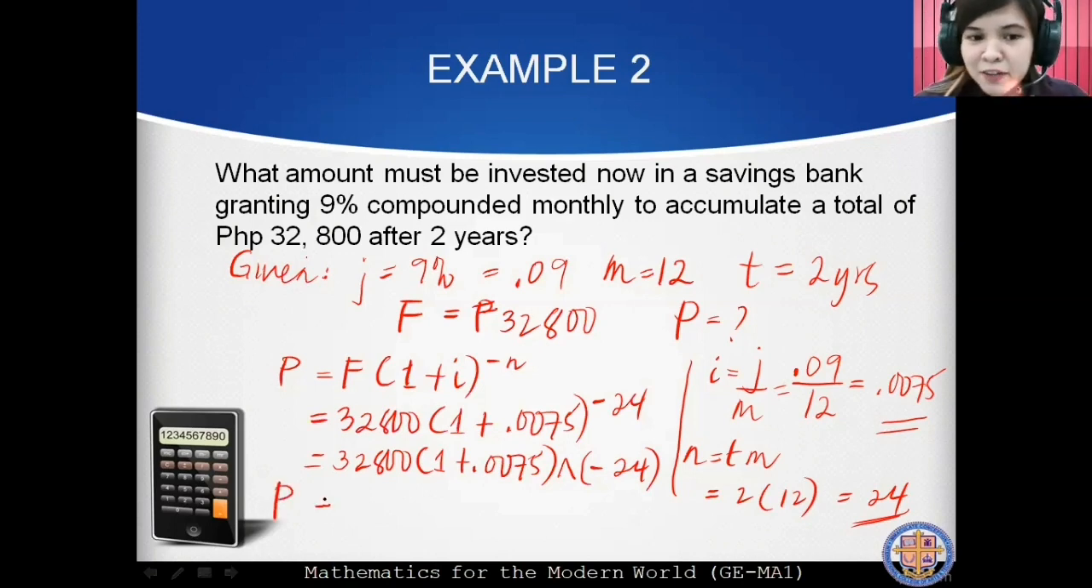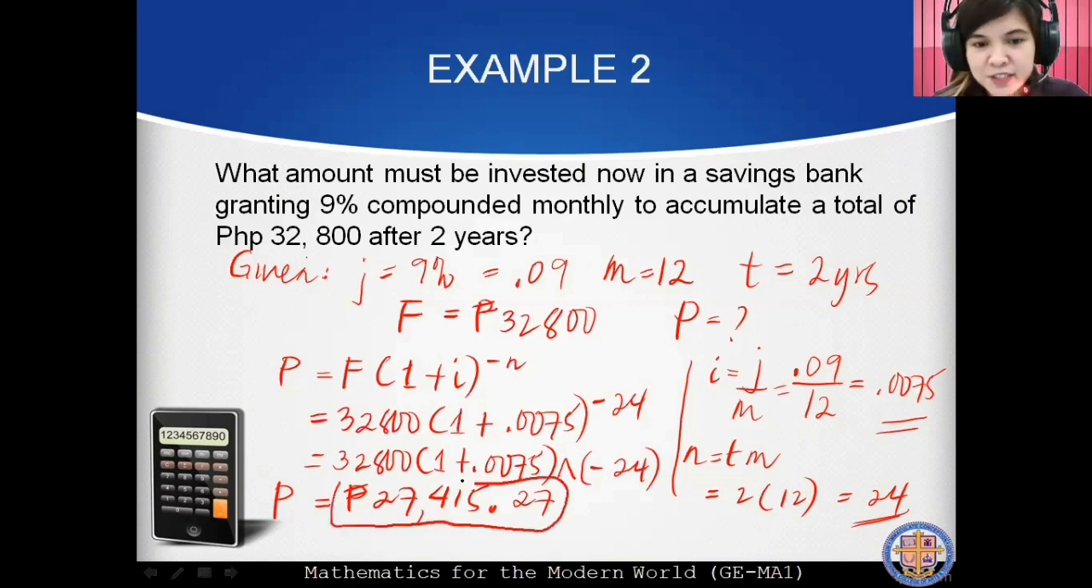So now, our final answer will be 27,415.27. I rounded it off to 2 decimal places. Pesos. You always need to have the peso sign. That is the final answer for example number 2.